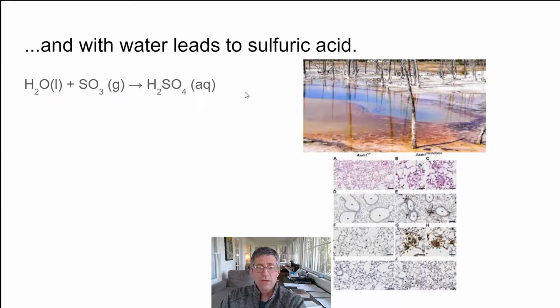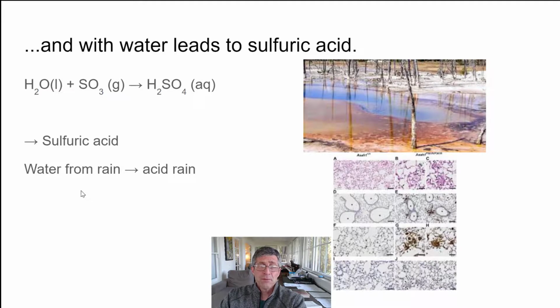This is bad stuff. What's shown on the right here is an acid-damaged swamp, and what's on the bottom is actually lung tissue. So acid in the lungs is really bad. It really depends where the water is acquired, right? Sulfuric acid, if the water in this reaction comes from rain, then I'm making acid rain, and that's falling into the atmosphere, and that's bad for whatever it falls on. But also notice your lung is a moist environment.